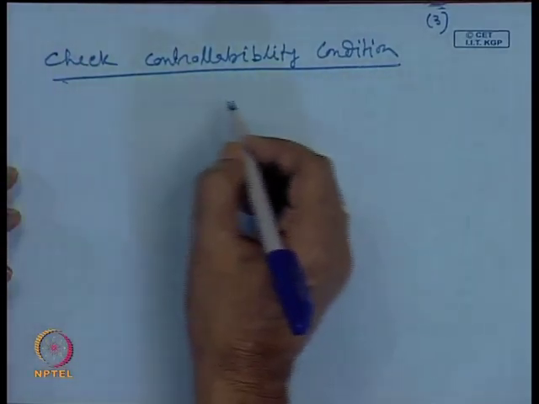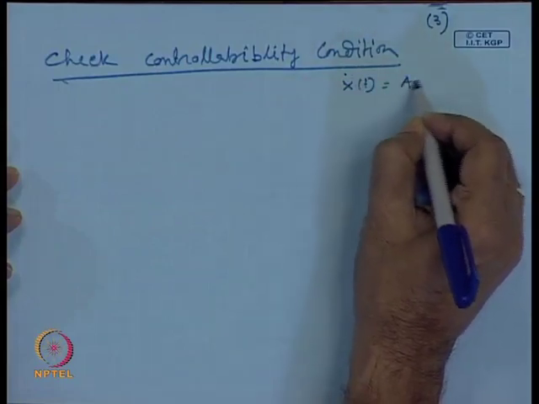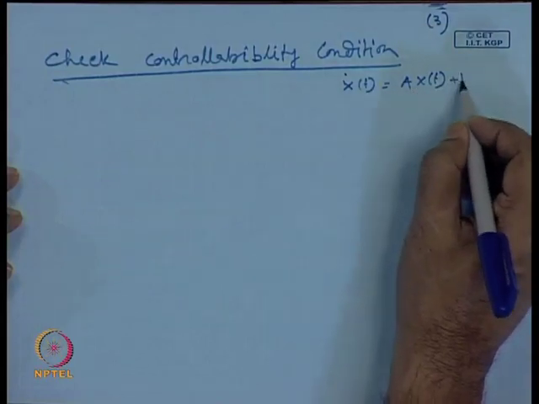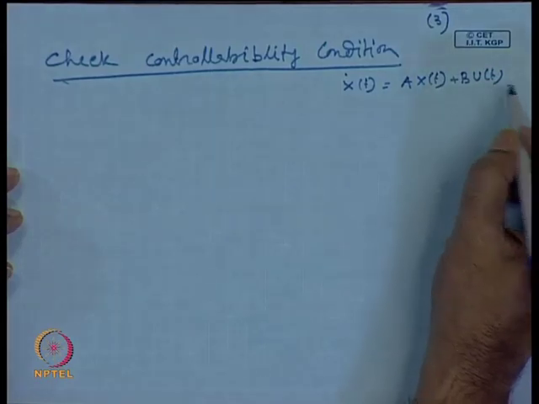Before that, I am just telling you how to check this. Suppose you have a system described by x dot is equal to A x plus B u of t. How do you check the controllability of this system? Controllability of the system means you will be able to drive the state from an initial state to a desired state within a finite time, by using an appropriate control law. Whether it is possible or not.